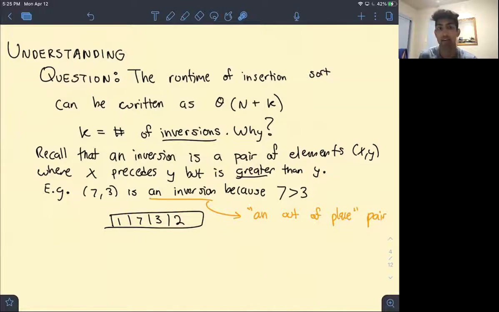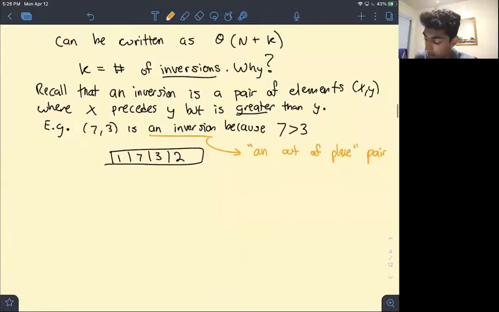So at this point, pause the video now that you've understood what an inversion is, and try to figure out why the runtime of insertion sort is theta of n plus k, okay? So coming back, hopefully you had a chance to give that a go, and let's walk through why the runtime is theta of n plus k.